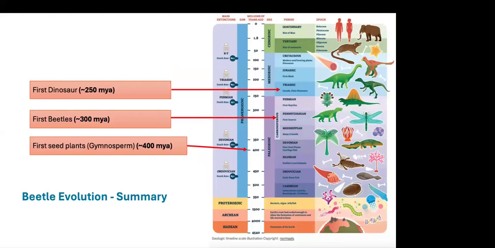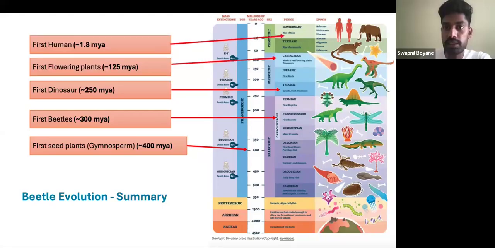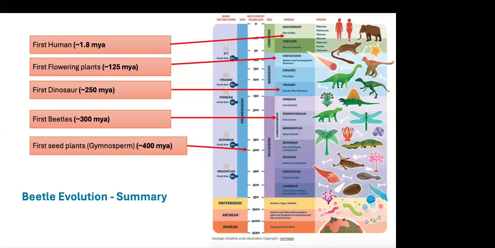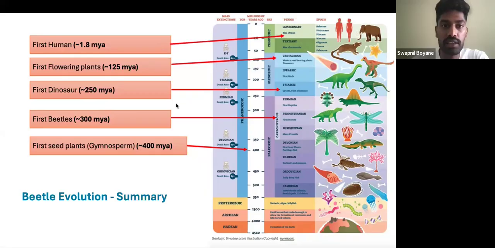And if you think about humans, we just arrived here nearly, sorry, 2 million years ago. So we have evolved more recently than these beetles or the plants.